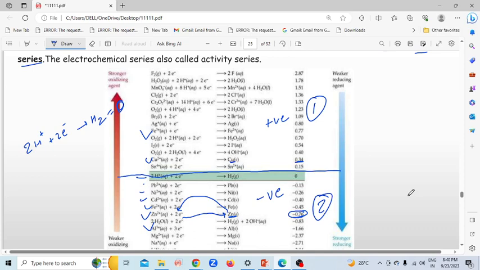And what is the reduction potential of these? The reduction potential of elements above hydrogen is positive, and the reduction potential of elements below hydrogen is negative. This is very important. For electrochemistry, it is very important to learn the electrochemical series, and from the position of elements in the series you can interpret what the value will be.